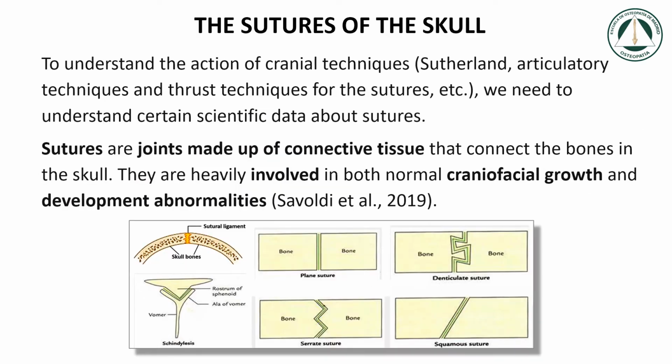To understand the action of cranial techniques, Sutherland, articulatory techniques, and thrust techniques for the sutures, etc., we need to understand certain scientific data about sutures. Sutures are joints, made up of connective tissue, that connect the bones in the skull. They are heavily involved in both normal craniofacial growth and development abnormalities. The picture shows different types of cranial sutures: plain, denticulate, serrate, and squamous sutures.